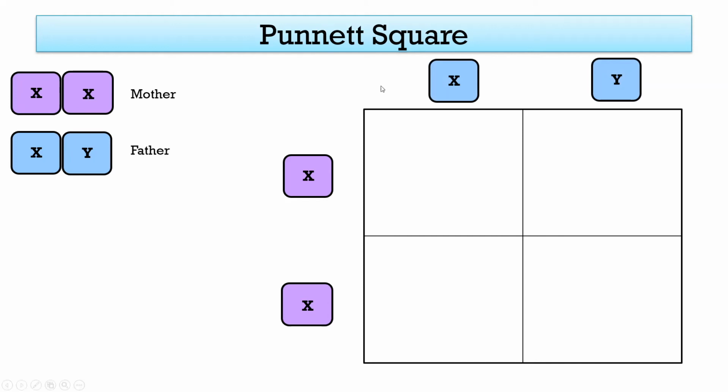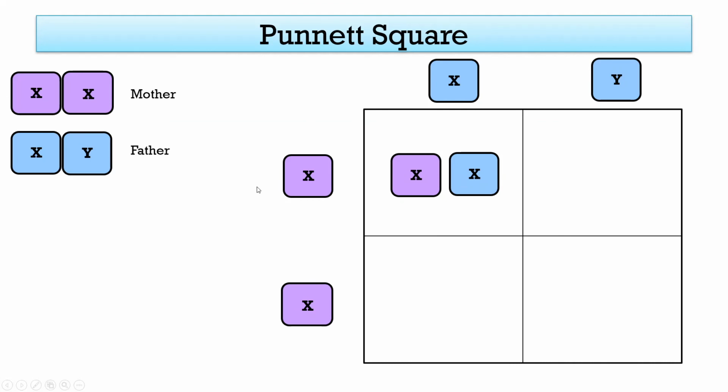So remember, this represents one sperm cell. This represents one sperm cell. This represents one egg cell, and this another egg cell. So let's take a look at what would happen if this egg cell fused with this sperm cell. Well, we would have X and X. That offspring would inherit the X chromosome from the mother and inherit the X chromosome from the father. Overall, this offspring's genotype is XX. This offspring would be female. We know that the female contains the same sex chromosomes.